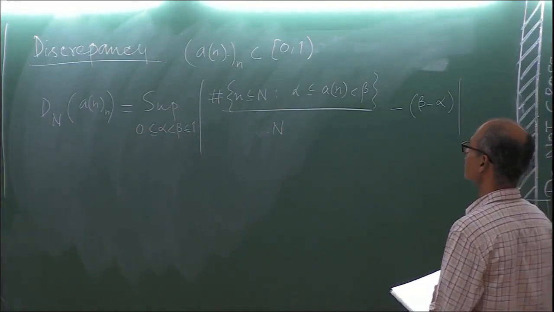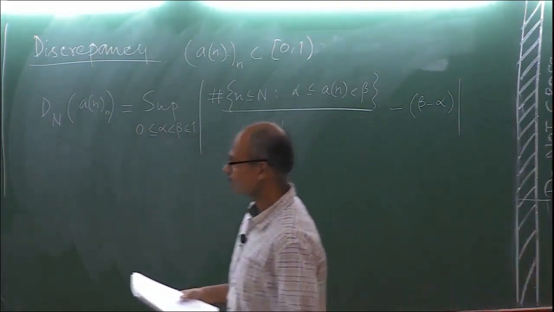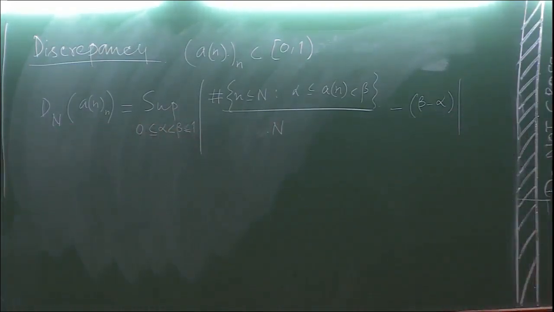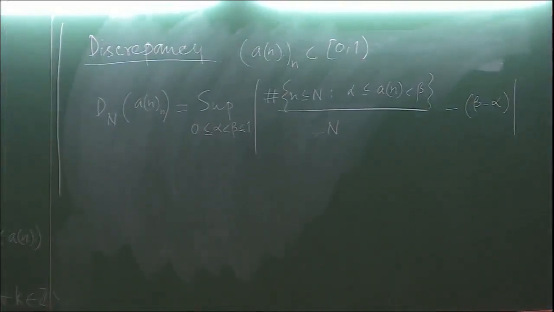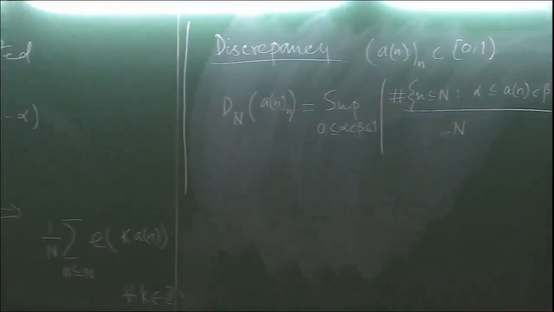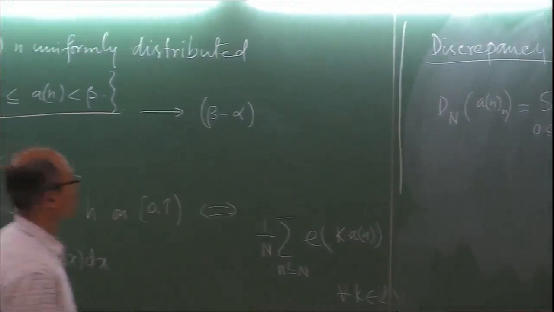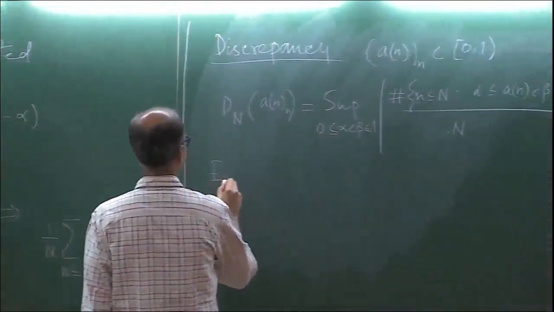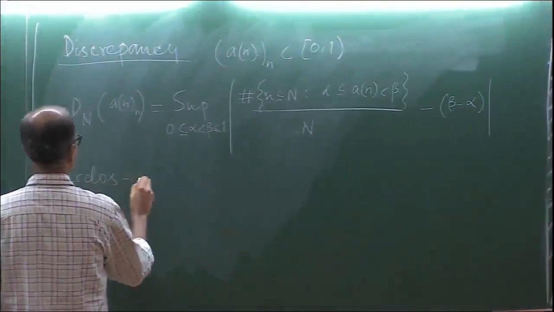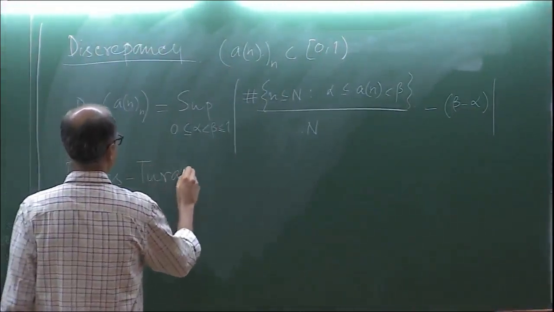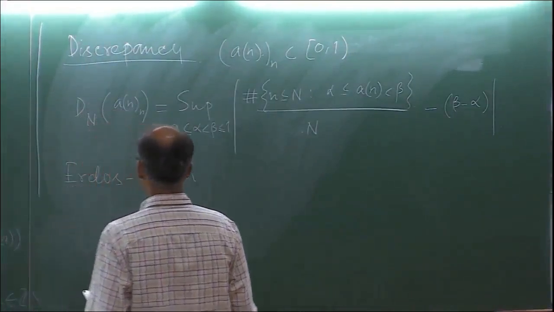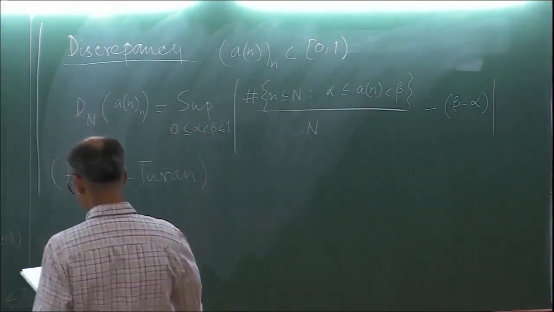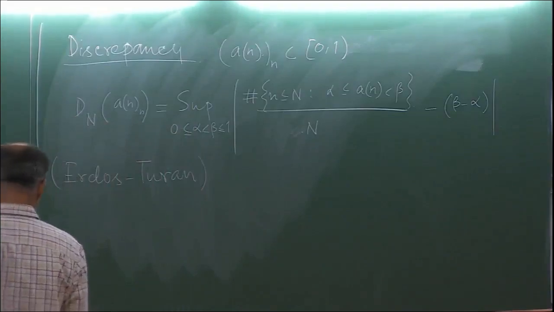So that's discrepancy. As we know, uniform distribution relates to an exponential sum. Discrepancy also relates to exponential sums, via the Erdős–Turán inequality. So just write that down.